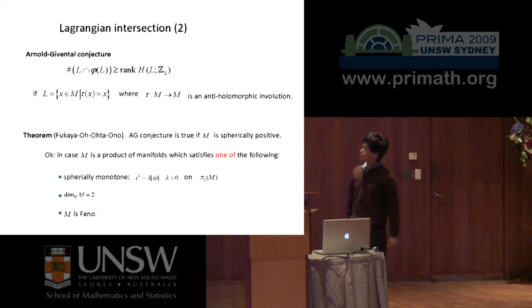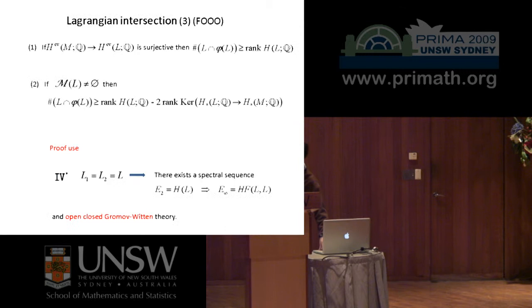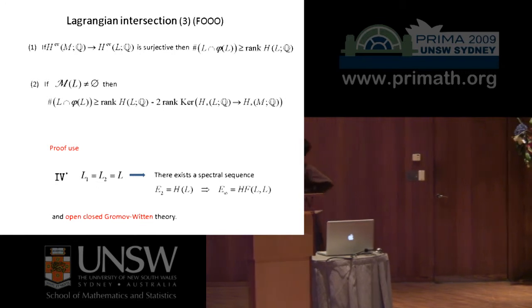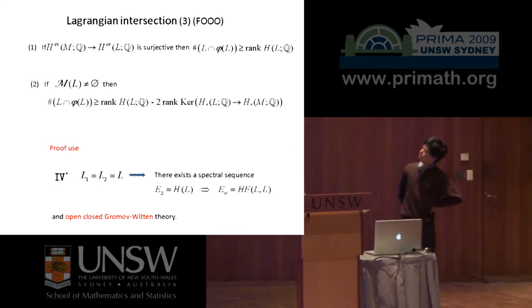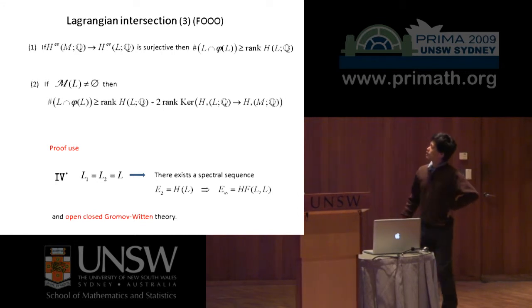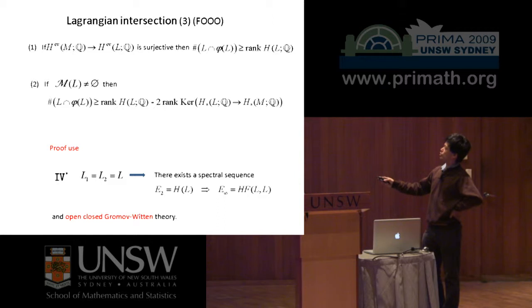This is not yet so satisfactory, so we have to prove the conjecture, but we still could not do it. This is a very delicate question. And the second is a bit more. So let me explain this. If the even dimensional cohomology restriction from the ambient space to L is surjective, then we have this estimate. I'm not so sure how natural this condition is. And the other condition is that if M(L), the Maurer-Cartan scheme, is non-empty, then this is estimated by the rank of L minus twice the rank of the kernel of the homology.